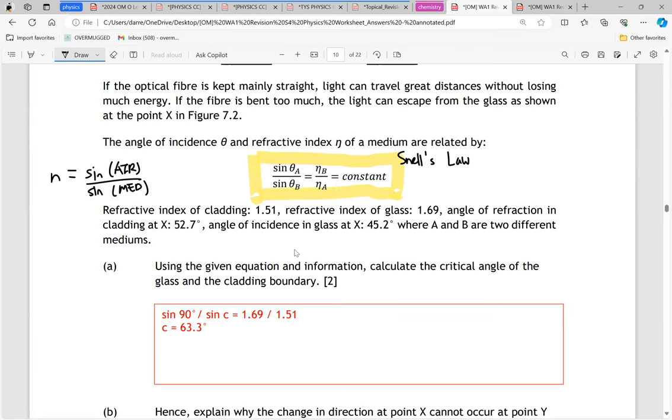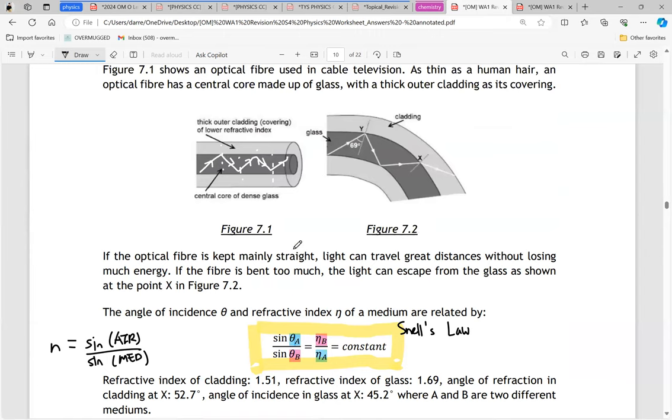Let me show you in a very direct example here. It's not that hard, don't worry. Over here, this angle is for this medium. This angle is for the second medium. So I want you all to take a look at the question here, requesting for us to calculate the critical angle of the glass and the cladding boundary. Instead of jumping straight into this, I want to take a look at the formula again. Now, for me to calculate critical angle, my angle in my cladding has to be 90 degrees.